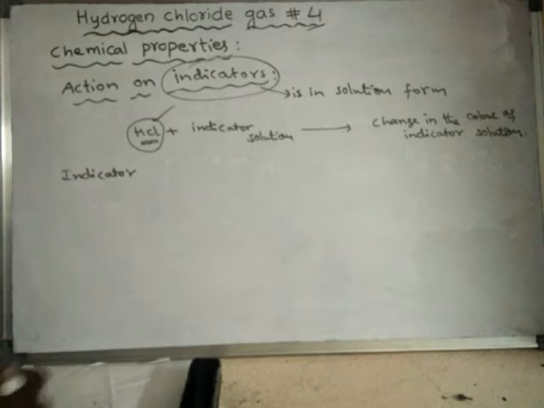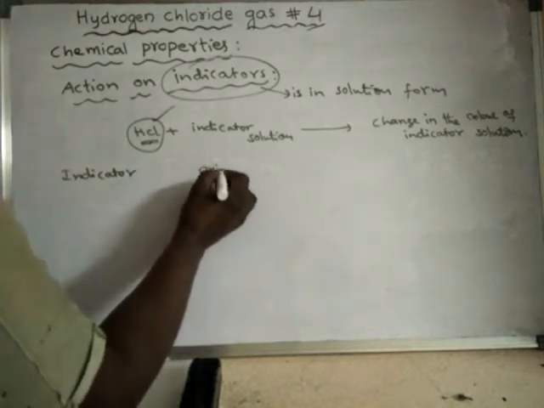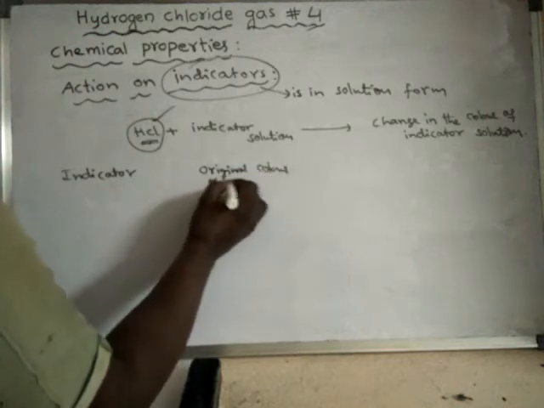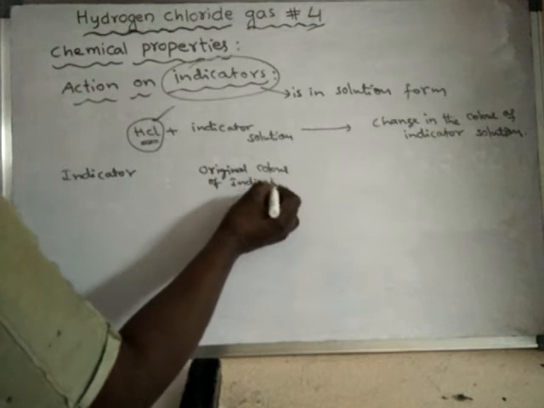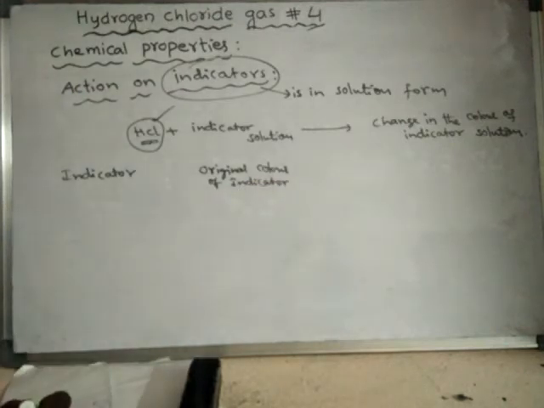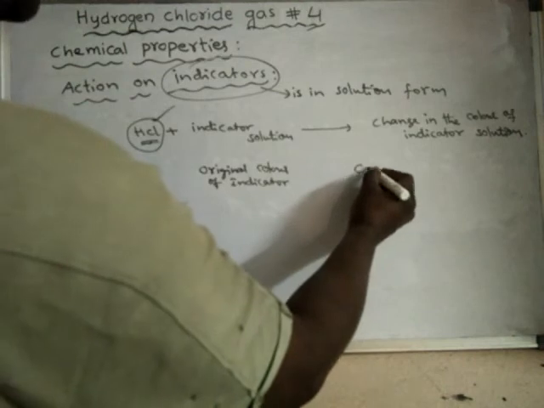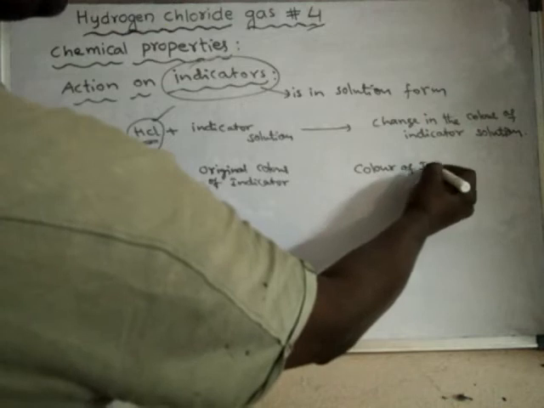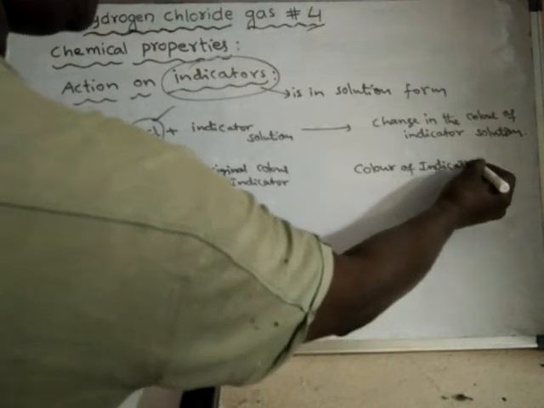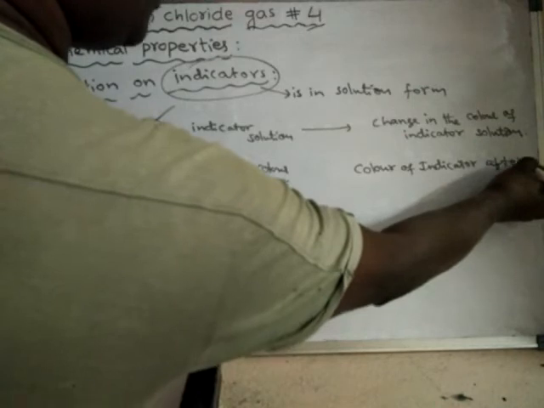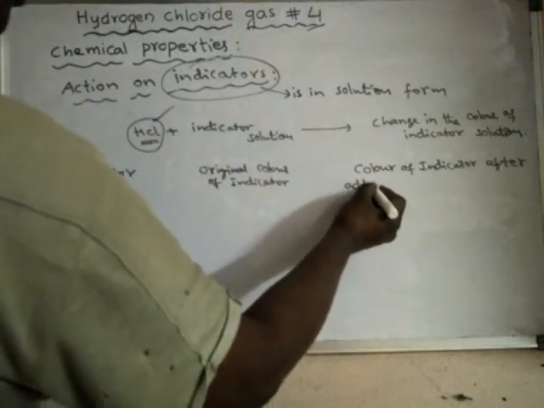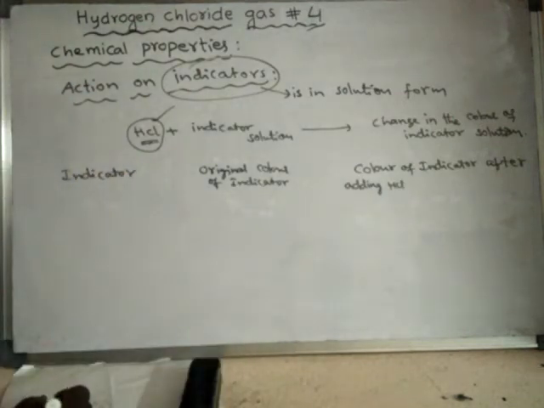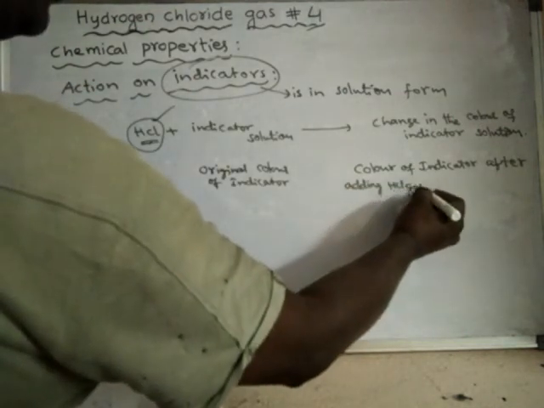Indicator, the original color of the indicator. Next, the color of the indicator after adding HCl gas into it.